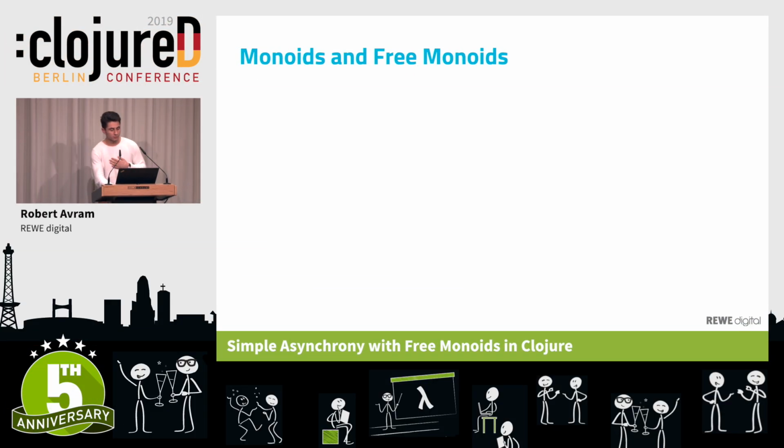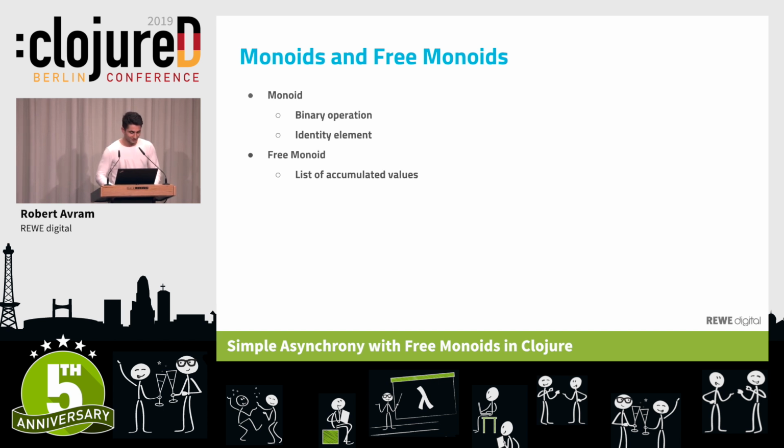Right. Hi, I'm Robert. I don't have much time, so I'm going to assume that you know what a monoid is. And I'm also going to assume that you have some inkling as to what a free monoid might be. But just to give you an idea, it's basically a list where you can accumulate values and then use a monoid to sort of reduce over the list and merge them together in some way.